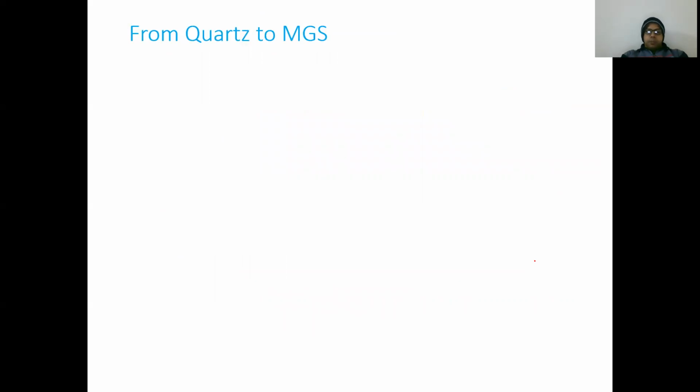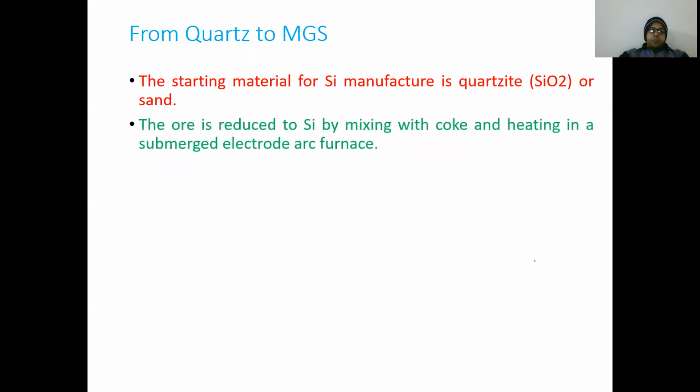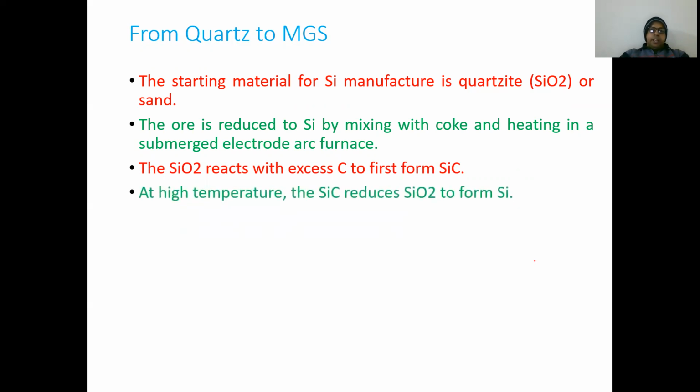So this is the first step, how from quartz, from the ore, you are getting your metallurgical grade silicon. The starting material of silicon manufacture is quartzite, SiO2 or sand. Here you can see that the ore is reduced to silicon by mixing with coke and heating in a submerged electrode arc furnace. So this is being mixed, and because of that reaction, what happens? Your silicon oxide reacts with excess carbon to form silicon carbide. At high temperature, the silicon carbide reduces to silicon.